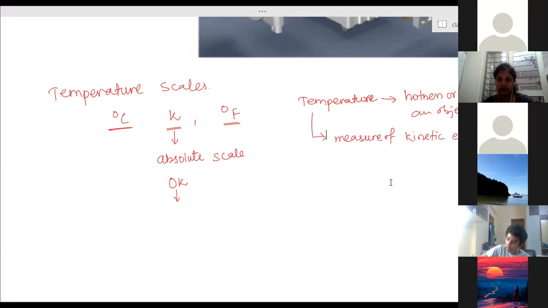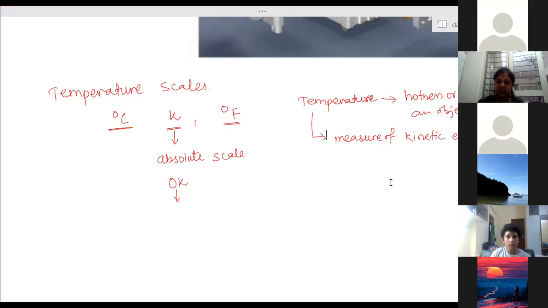Able to understand? The actual zero value of temperature means the kinetic energy of the particles should be zero. That temperature is measured by the Kelvin scale. So the Kelvin scale is actually measuring the kinetic energy of the particles.